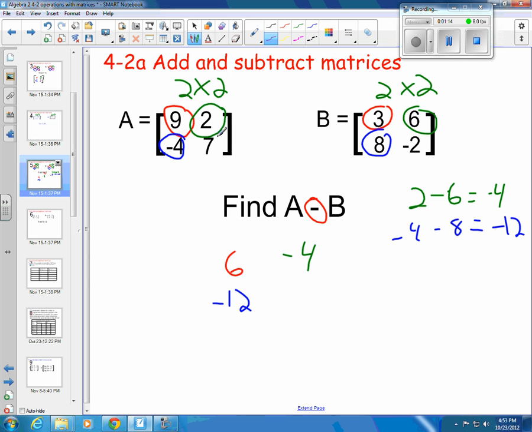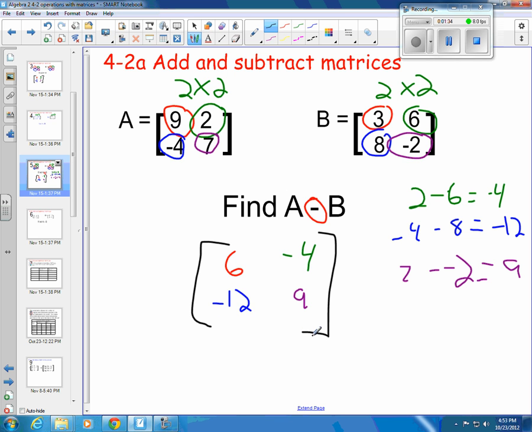And then the last one down here, this is row 2, column 2. So it's 7 minus a negative 2. And when you have two negatives in a row, you change that into addition, so it's actually 7 plus 2, which is 9. So that element there is 9. So when you subtracted these two matrices, that would be your resultant matrix.